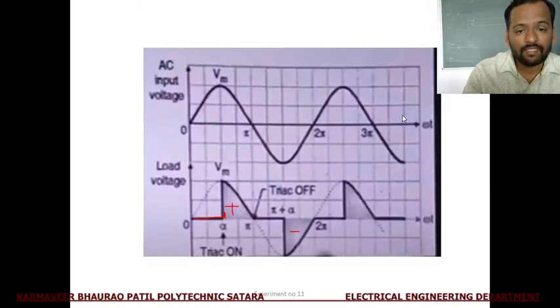Now in this experiment, if we have to draw the waveforms, then we have already seen that in both half cycles Triac will turn on, and we will get output voltage at the output. This is the positive half cycle, this is the negative half cycle. In positive half cycle you will get positive output voltage, and in negative half cycle you will get negative output voltage.